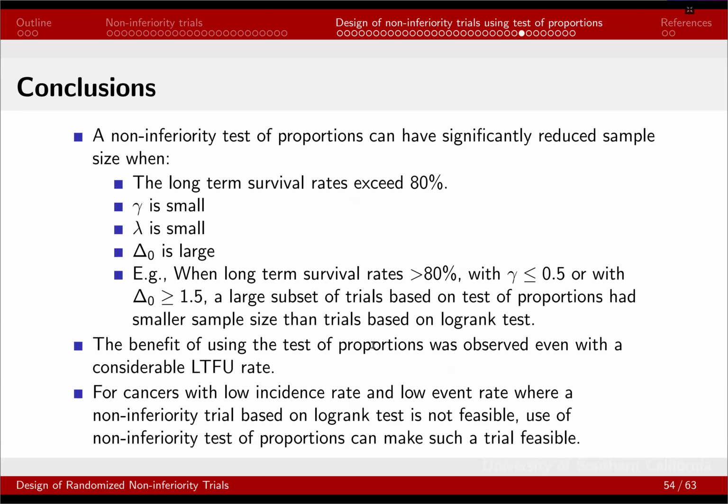The benefit of using the tested proportions was observed even with a considerable loss to follow-up rate. So for cancers with low incidence rate and low event rate, where a non-inferiority trial based on logrank test is not feasible, use of non-inferiority tested proportions can make such a trial feasible.